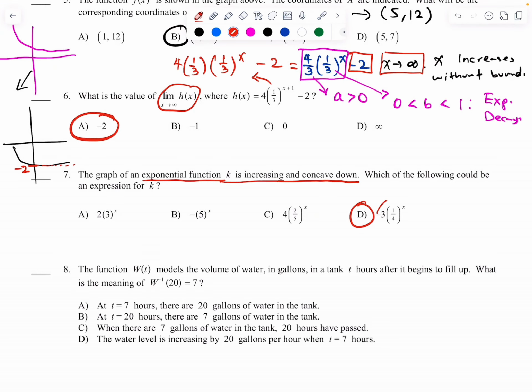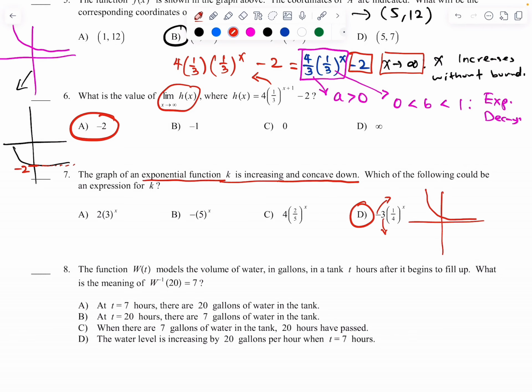You notice that the negative in front means there is going to be a reflection over the x-axis. So without the negative, what do you notice? Without the negative, you notice that A is positive, right? And then B is less than 1, which means 1 divided by 4 will be 0.25, and that will be an exponential decay. So this graph initially is probably going to look like this without the negative sign.